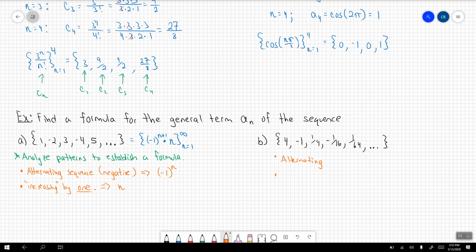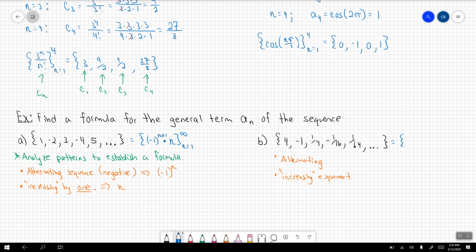Because this term, 1/4, kind of looks like 4 to the power of negative 1. 1/16 kind of looks like 4 to the power of negative 2. 1/64 kind of looks like 4 to the power of negative 3. So it kind of looks like I'm increasing the power here. So I'm going to go with increasing exponents. So what will that now look like?